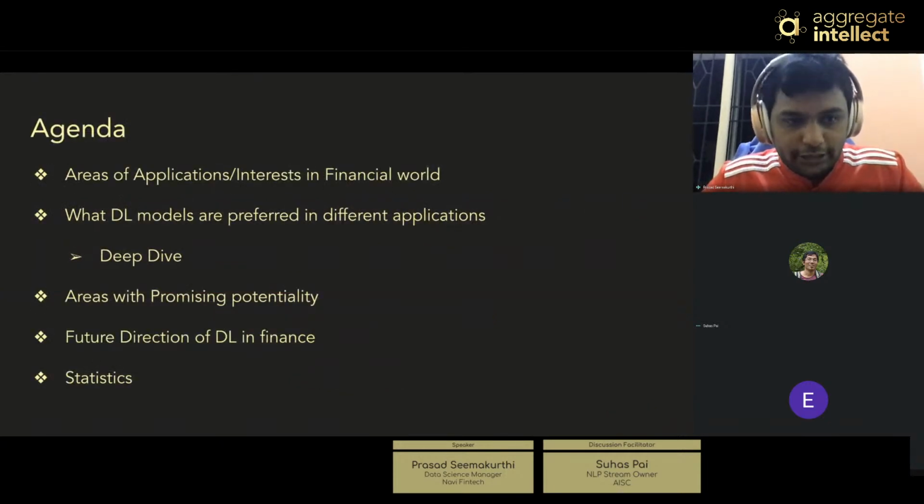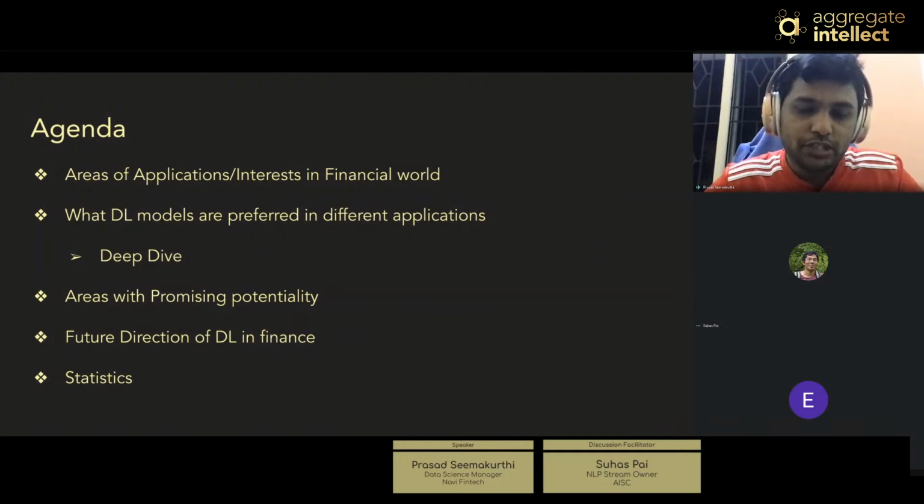So the agenda for the session is that we will be discussing the areas where people have used deep learning in the financial world, along with some of the interesting problems that people have solved. Even though it's a survey, I wanted to do a deep dive of at least one paper. I will be looking into a deep dive of fraud use cases in the credit card industry, where I've been working on a similar problem for the past 4.5 to 5 years. Along with the survey, we will see the areas that have promising potential for deep learning applications, the future direction of deep learning in finance, and some of the stats based on the papers that the authors have surveyed.